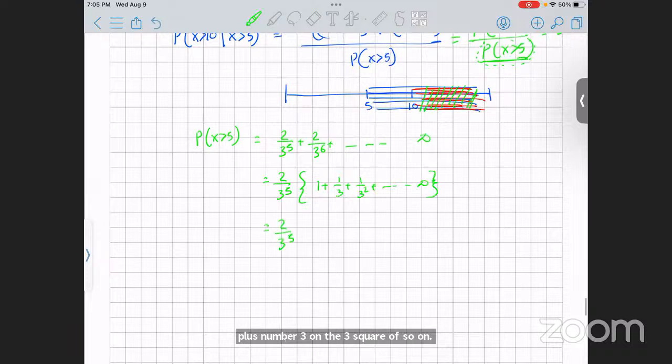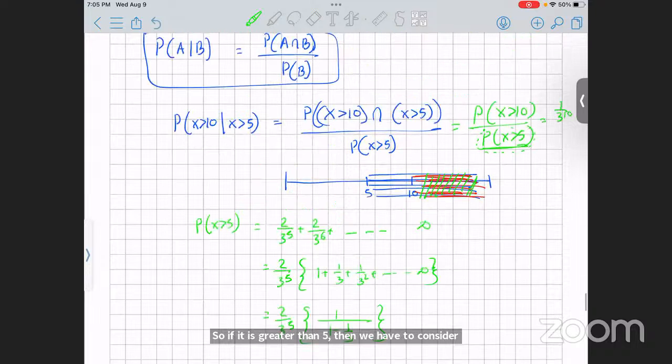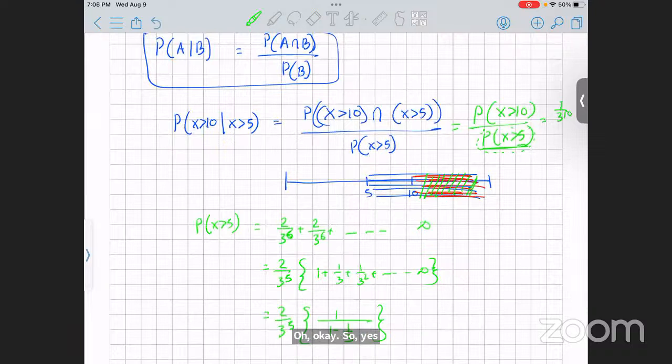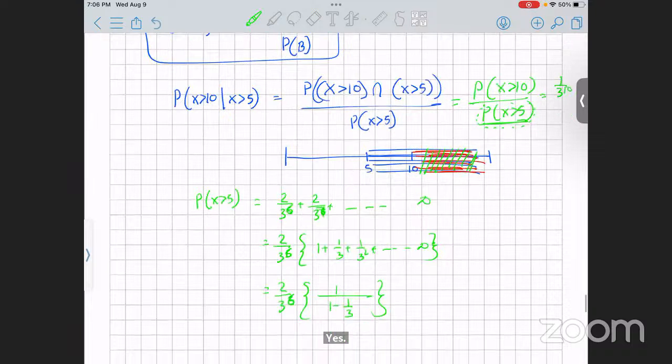Sir, if it is greater than 5, then we have to consider from 3 to the power 6, no? Oh, okay, sorry, yes, 6. It comes like 6, 6, 7. Okay, count 6. Thank you for that.